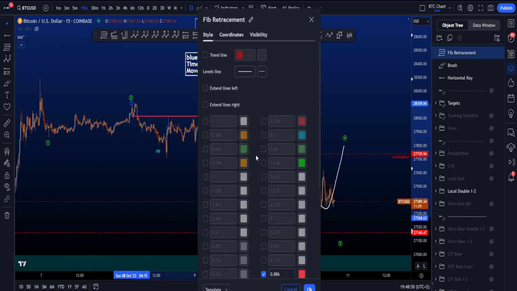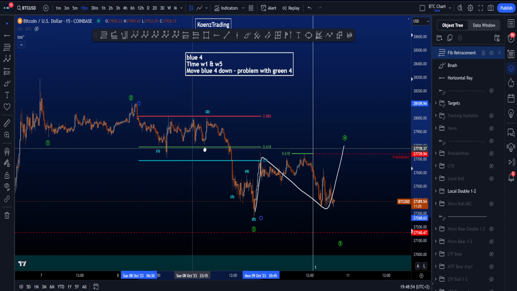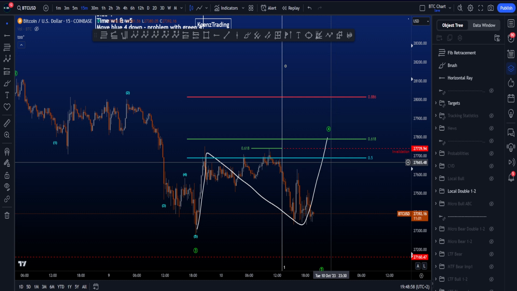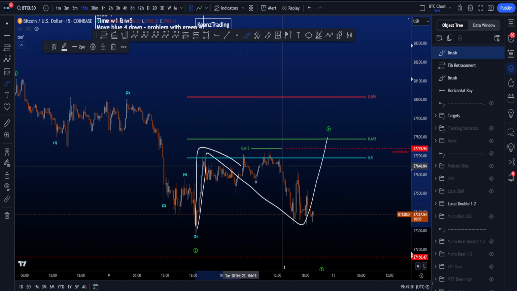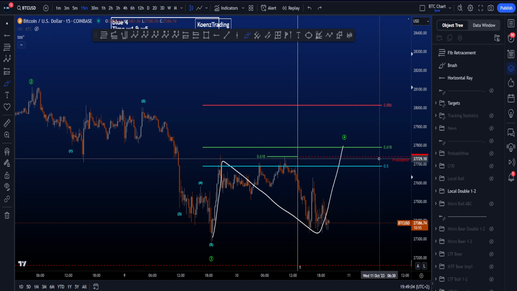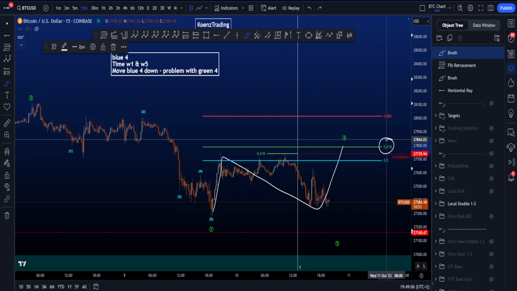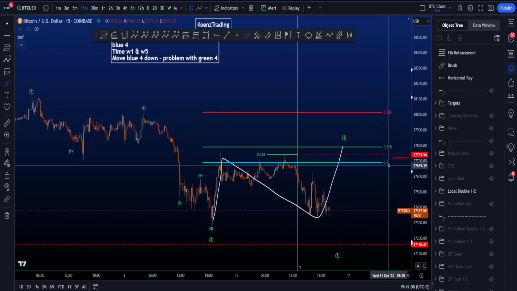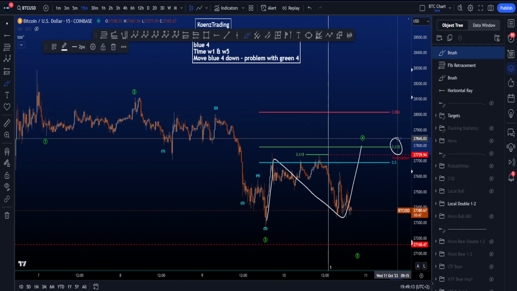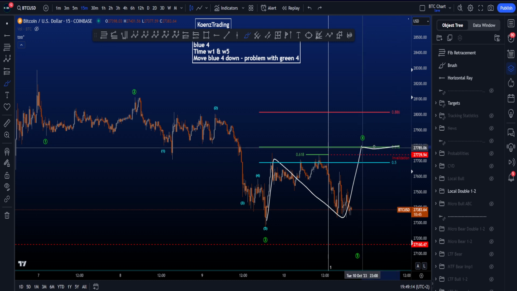So the maximum target of a wave 4 is the 0.5, and as you can see, the 0.5 has been hit multiple times over here. But if this is an A, B, and we're looking for a C up, probabilities are very high that we're gonna hit the 0.618 Fibonacci, which is like an invalidation for a wave 4. It's an incredibly rare target for a wave 4. I've never really seen it, so for me I always acted like it's always an invalidation to me.